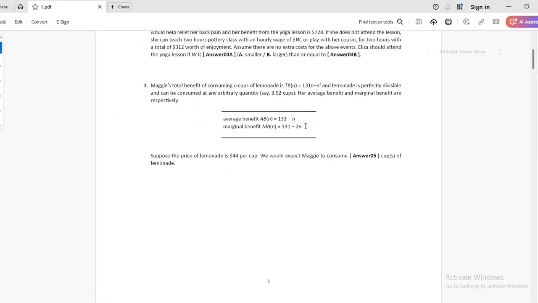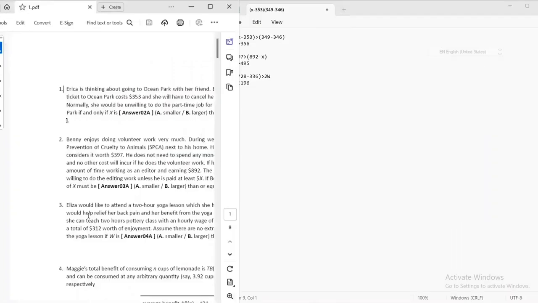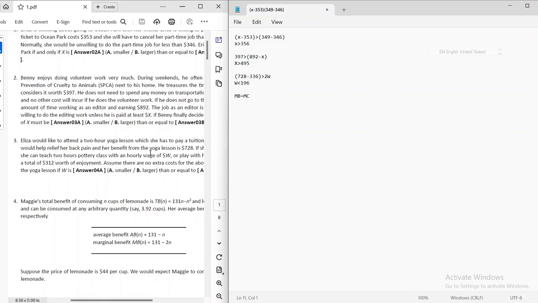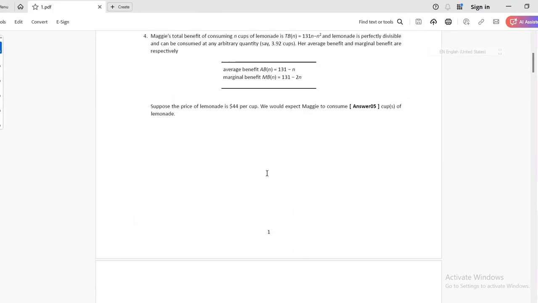In this question, you are given 2 curves, 2 equations, and the price of lemonade is $44, and you are asked to calculate the number of cups of lemonade. So in this question, you simply equate marginal benefit equals marginal cost to get the optimal quantity. So marginal benefit equals marginal cost, and this is 131 minus 2n equals 44. When you solve, you'll get the value of n as 43.5. Okay, so this is the answer.